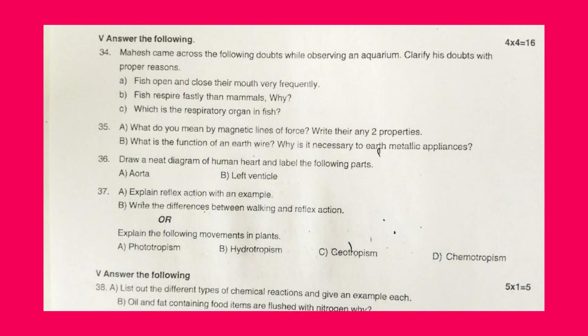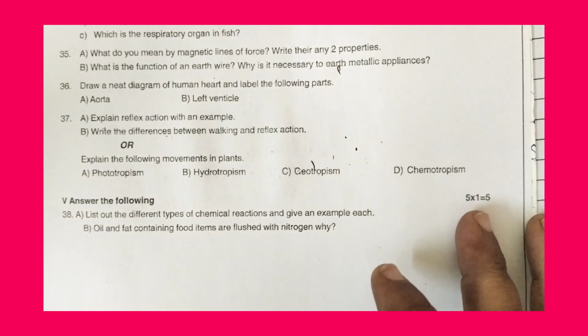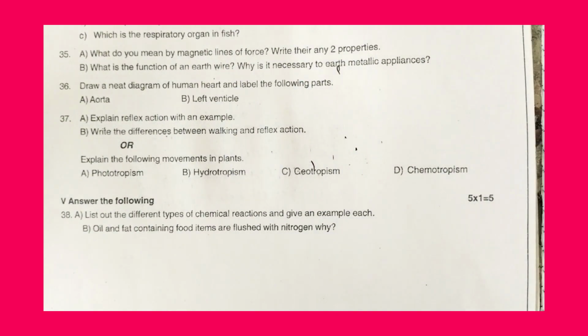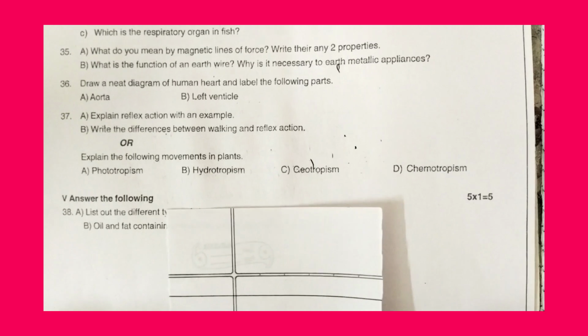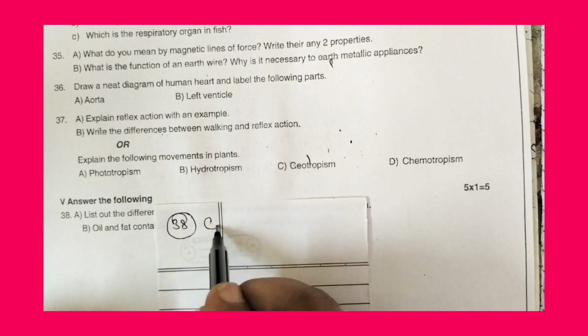So now let us move to the next question, that is the last question of this paper: list out the different types of chemical reactions and give an example each. Second one, oil and fat containing food items are flushed with nitrogen, why? So let us answer the last question, that is 38th question.